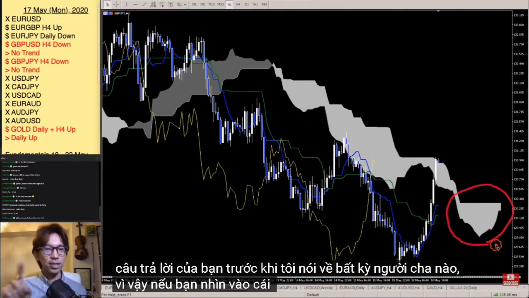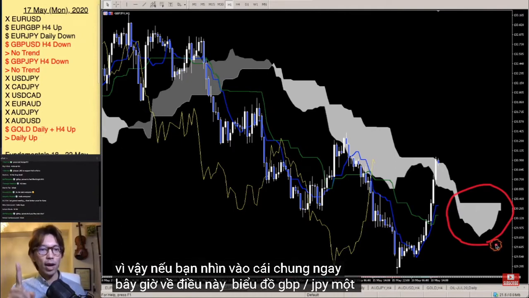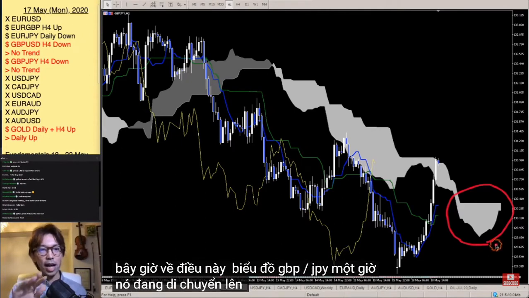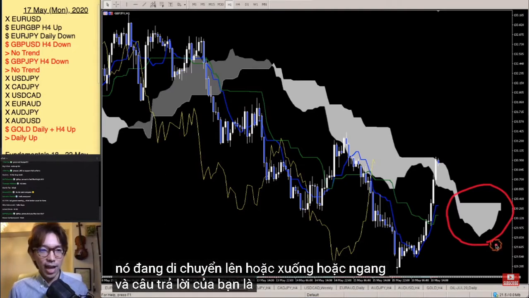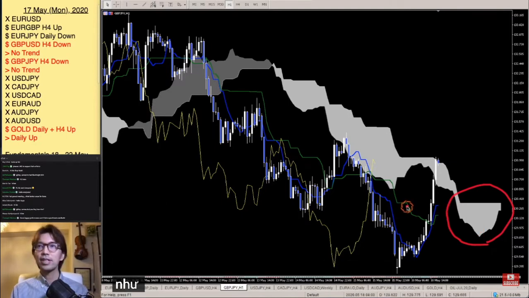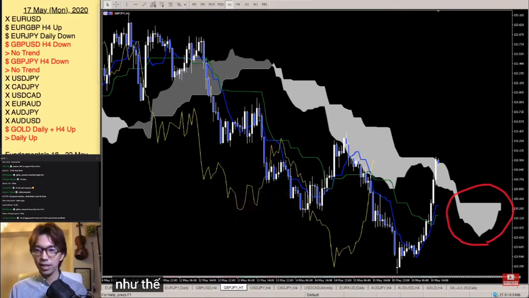If you look at the Kumo as of now on this GBP JPY 1 hour chart, is it moving up, down, or horizontal? What is your answer? Let me hear your answers, and in the meantime, let me see your comments.